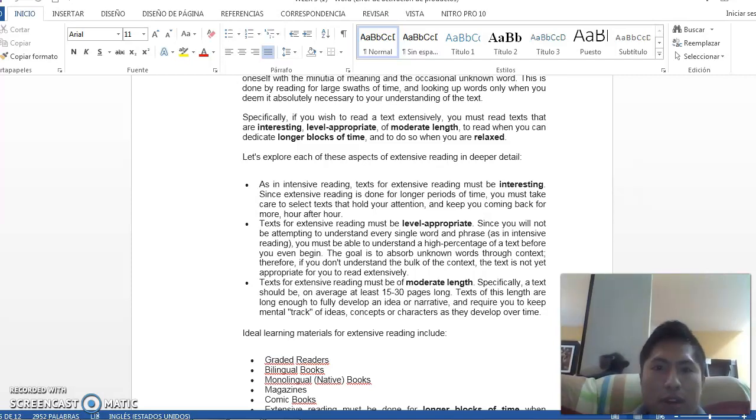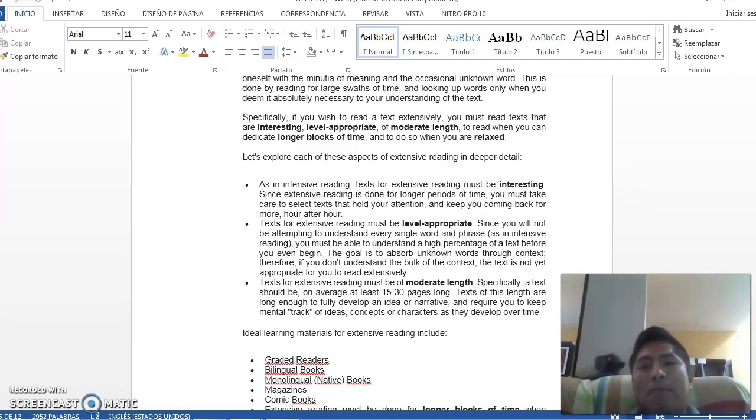Since extensive reading is done for longer periods of time, you must take care to select texts that hold your attention and keep you coming back for more. Level appropriate, since the goal is to absorb and know words through context. Moderate length. Specifically, texts should be overall at least 15 to 30 pages. Wow. You see the difference, right?